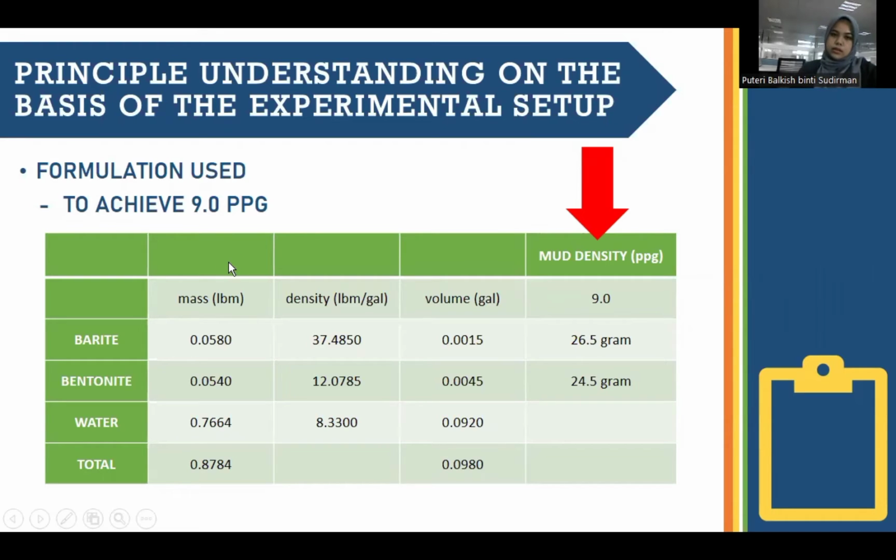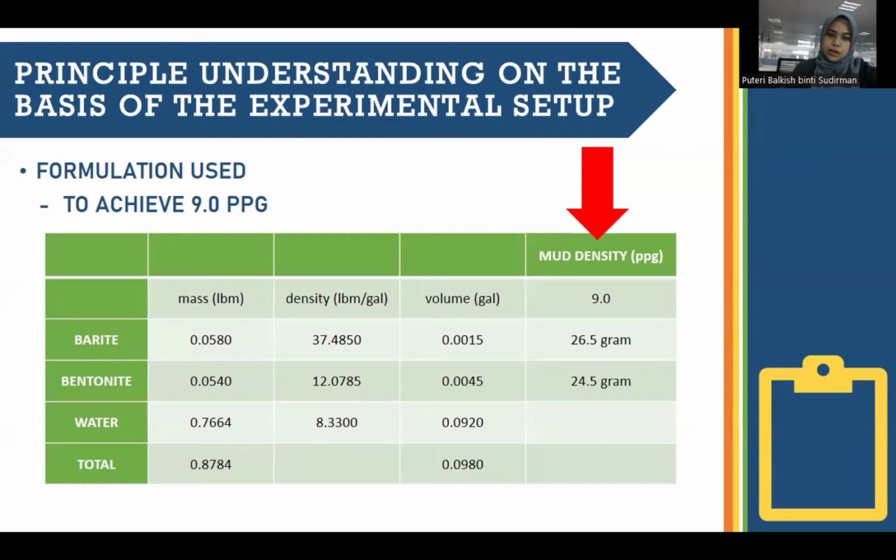First of all is 9 ppg. Here we can see that the density for barite, bentonite, and water will be constant, where barite will be 37.4 lbm per gallon, bentonite will be 12.07 lbm per gallon, and water will be 8.33 lbm per gallon. The density will be constant, while the mass will be changed. First, the barite will be 0.058 lbm, bentonite will be 0.054 lbm, water will be 0.7664 lbm.